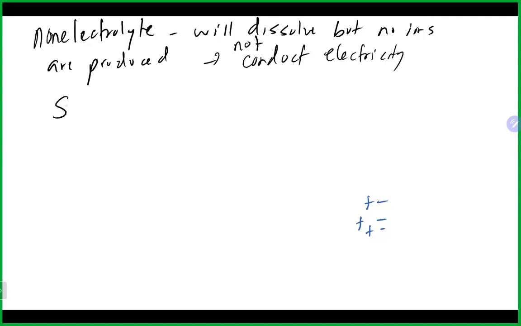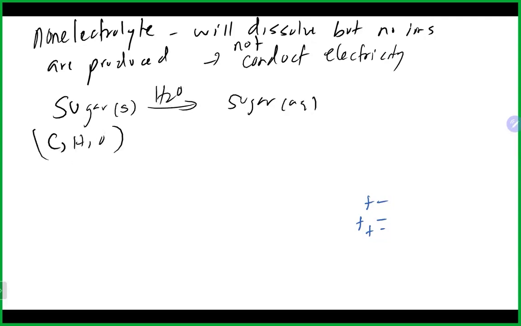Something like sugar, for example. Sugar will dissolve in water, and you'll get sugar that's dissolved. But sugar is made up of carbons, hydrogens, and oxygens, which means they're covalently bonded together. They share electrons. You don't make any ions when you do that, so it will not conduct electricity.